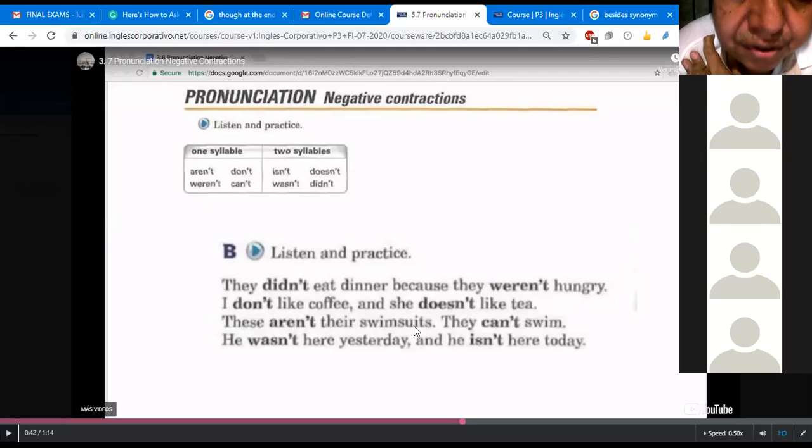Lisa. Yes, Max. They aren't they swimsuit. They can't swim. Okay, these aren't their swimsuits. Swimsuits. They can't swim. Okay, the last one here.